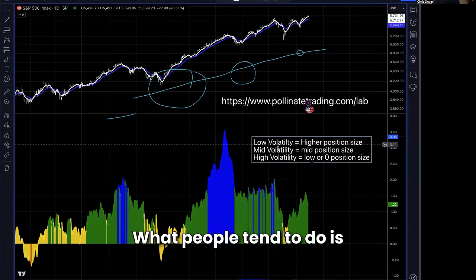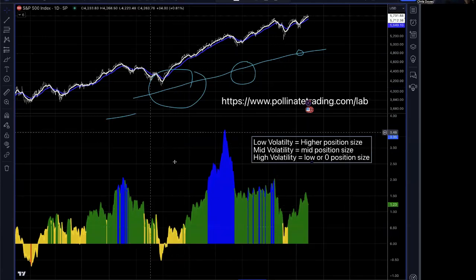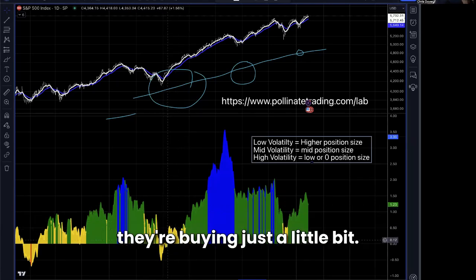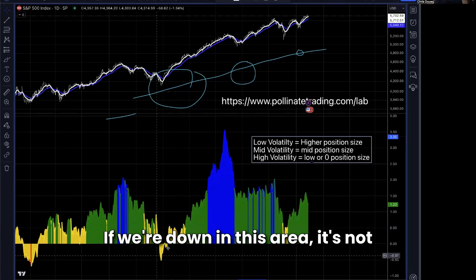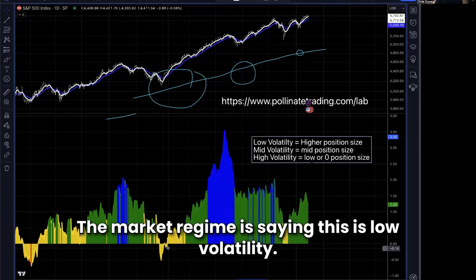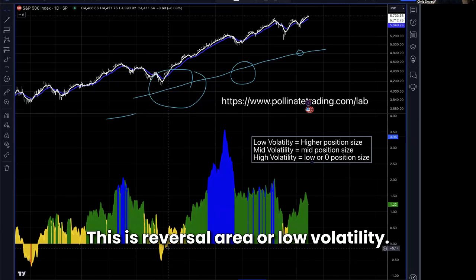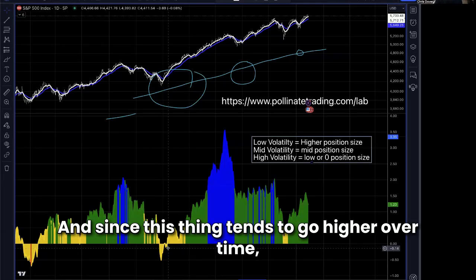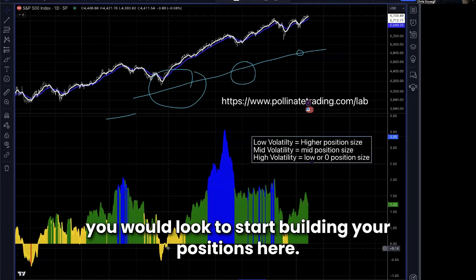What people tend to do is they're down at the bottom of the market regime here, down at the lows, and they're buying just a little bit. I'm going to nibble here. If we're down in this area, it's not that you need to just buy it. The market regime is saying this is a reversal area or low volatility. And since this thing tends to go higher over time, you would look to start building your positions here.